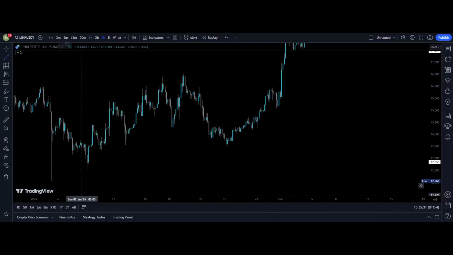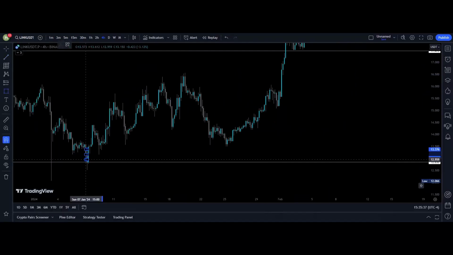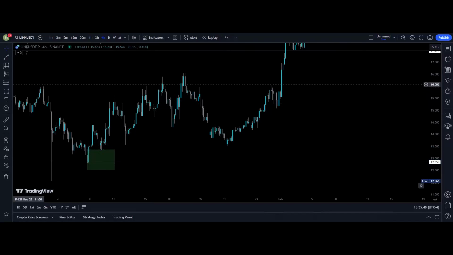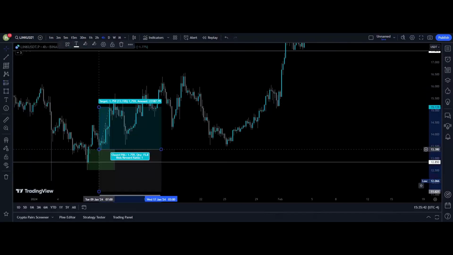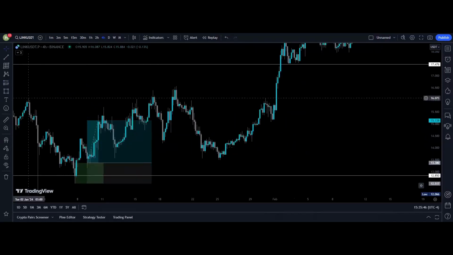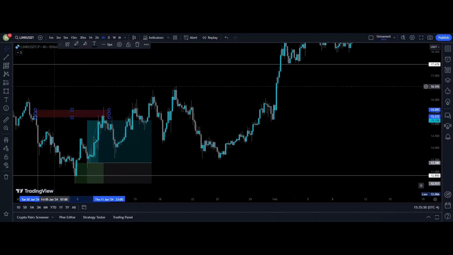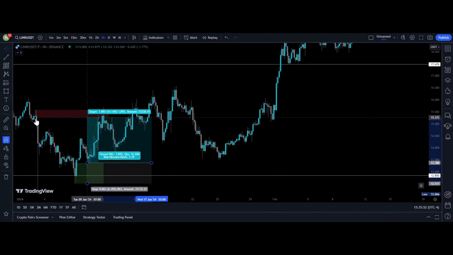For buying, I would wait for a sweep of this range low. Structure shift here. We formed a demand zone. Now this is the demand. I will place my limit long here, SL at this low, and TP at the supply. Now in this case, the supply sits here. This is a good TP level for me. I will just TP here.